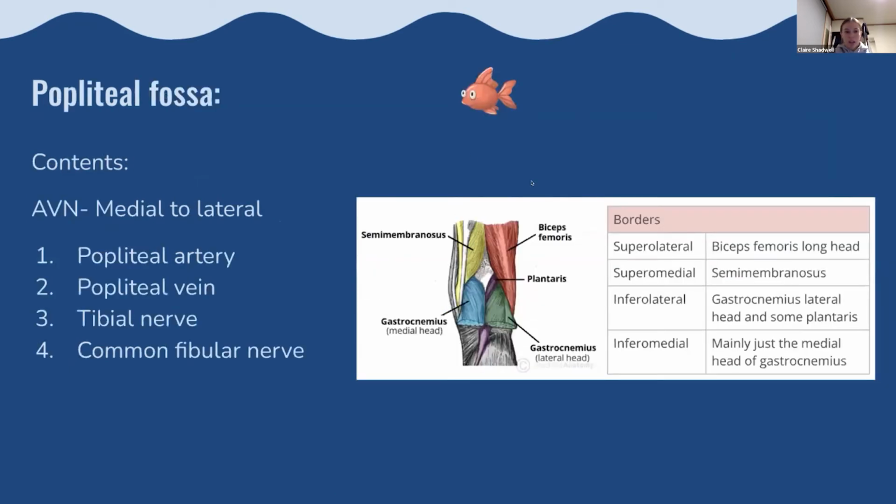So moving on to the popliteal fossa. This is in the posterior part of the knee, and you can feel your own popliteal fossa on yourself. And you will get shown in clinical skills how to feel for the popliteal artery as well. They're just the contents that would run through it: popliteal artery, popliteal vein, tibial nerve, and common fibular nerve. These two are branches of that sciatic nerve that we looked at before.